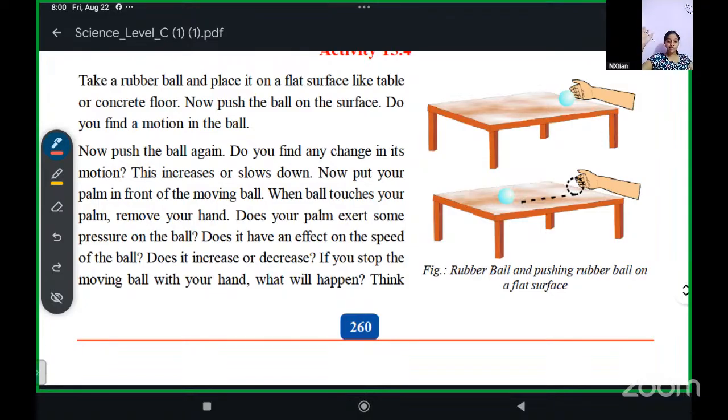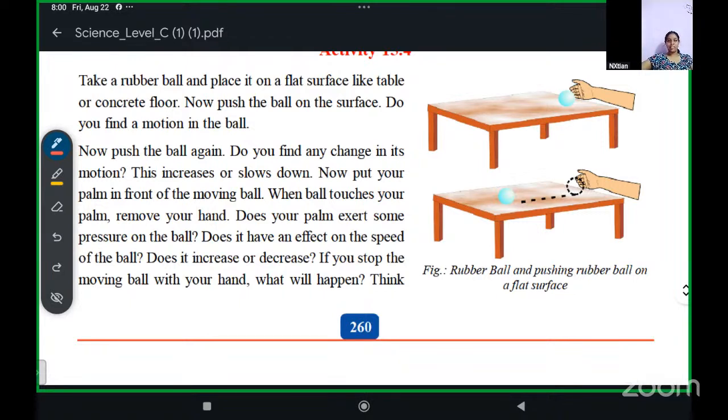With our hand, first we get the ball moving. When it's moving, we give it one more tap. That increases its speed. Why? Because we exerted force, and the second time we exerted more force, so the speed of the ball will be more. In the second case, the ball is moving, you put a hand in front of it and then remove it. It will stop or decrease the speed of the ball, because you applied force to try to stop the moving thing.